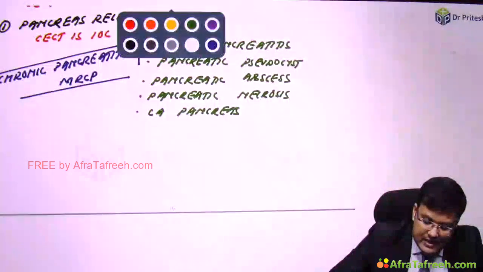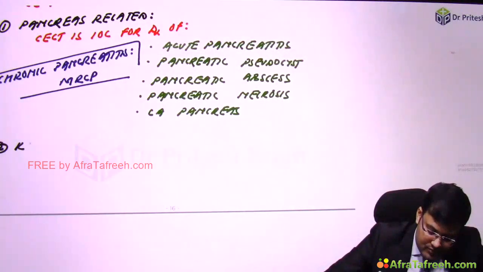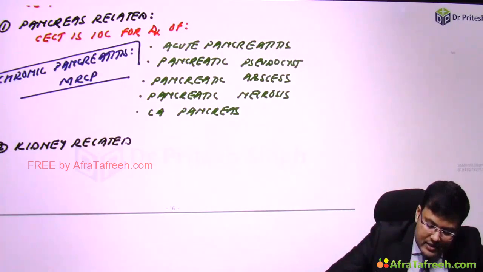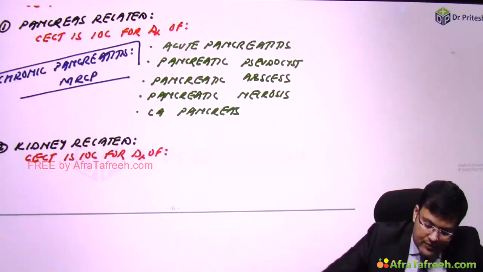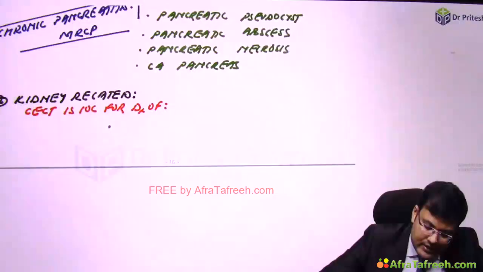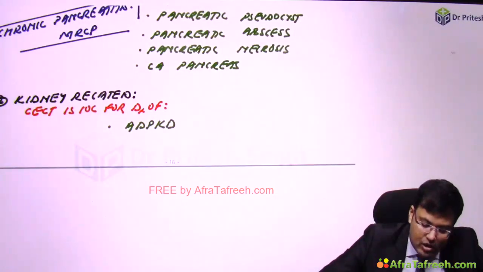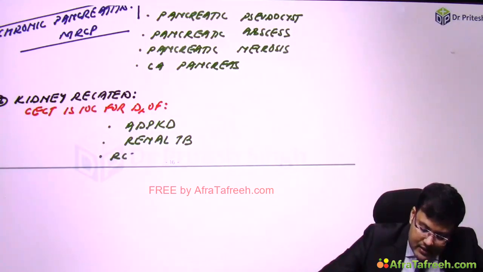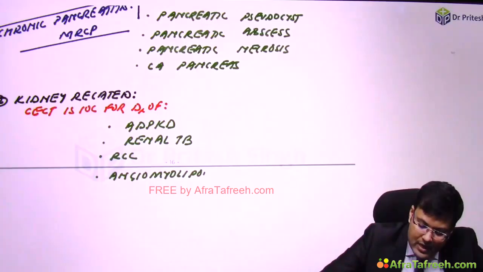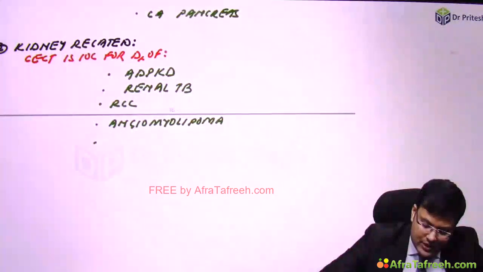Second is kidney related. Now see, CECT is the investigation of choice for diagnosis of, first, ADPKD, adult onset or autosomal dominant polycystic kidney disease, renal tuberculosis, RCC, angiomyolipoma, and renal oncocytoma.